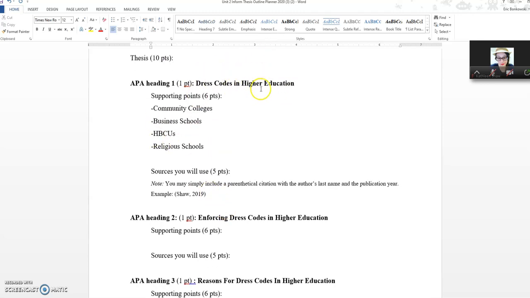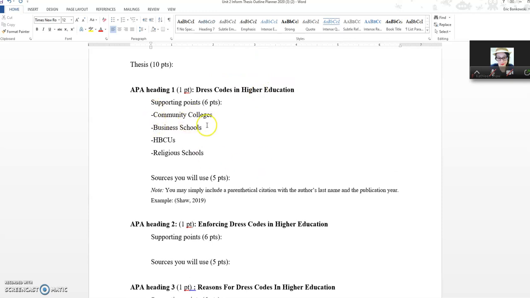Because with the dress codes in higher education that I found, there are types of dress codes, but it doesn't seem like a dress code would be implemented at just your standard average four-year university. But there are some places that more often than not are trending with having these dress codes. So I'm going to break down these as the kind of places that have them.